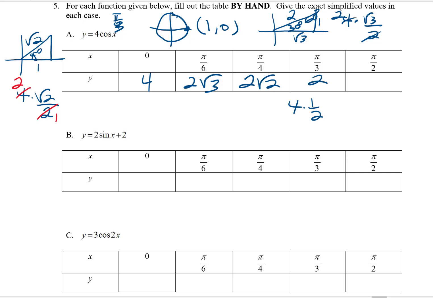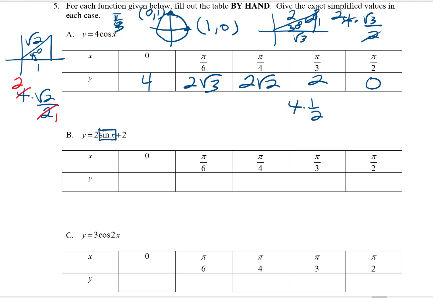And pi over 2, that's here on the unit circle. That's the point 0, 1. The cosine value is 0, and 4 times 0 is 0. So we've got that first table filled in. Letter B, y equals 2 times sine x plus 2. So again, we'll be calculating some sine ratios, multiplying them by 2, and then adding 2.